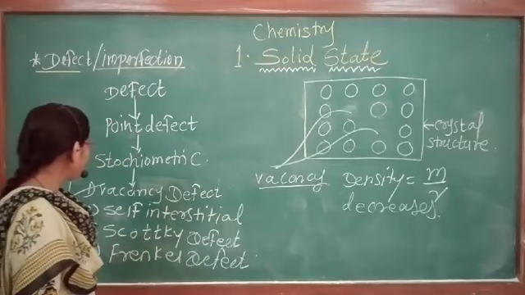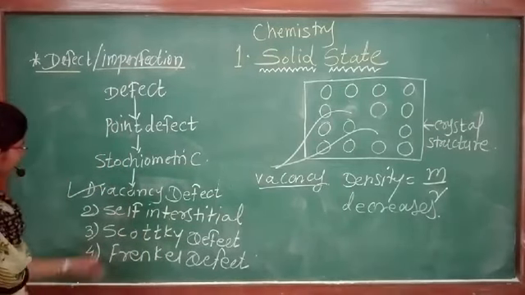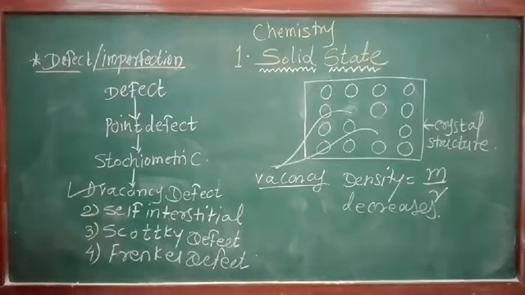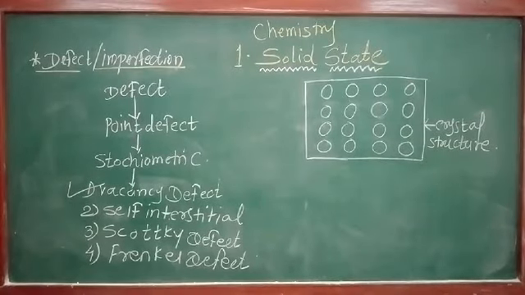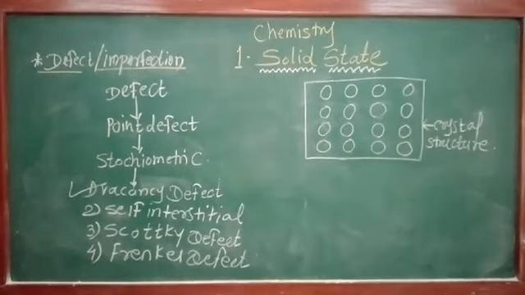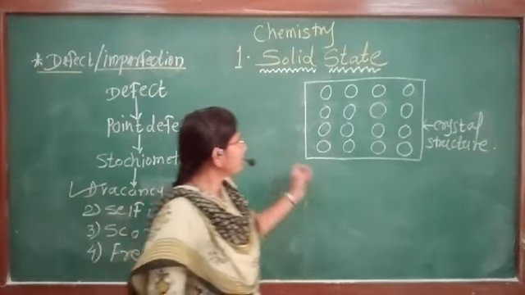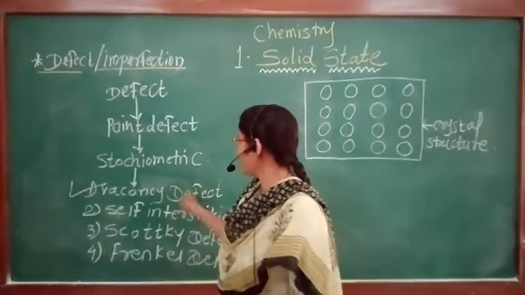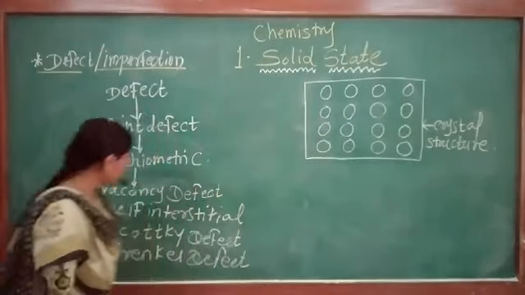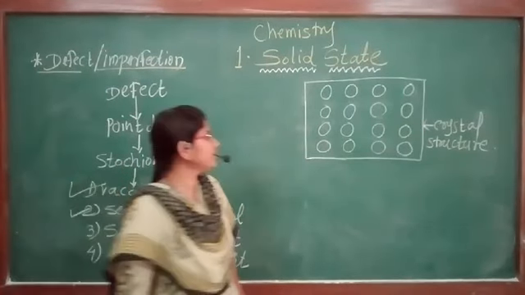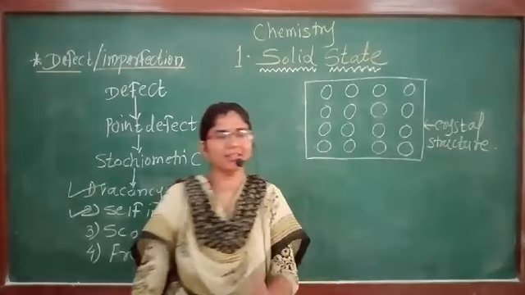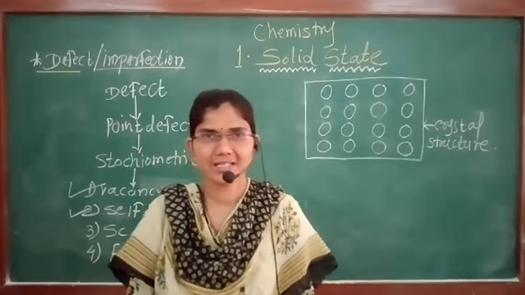So what is the second type of defect? It is called a self-interstitial defect, and for that, consider a crystal structure, a crystalline solid.